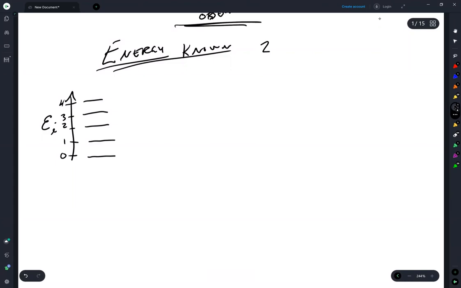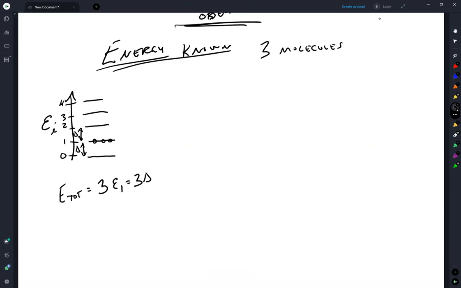And let's say there were a total of three particles or three atoms. The energy is known, and three molecules, and we'll say these are even. I'll use some separation delta. And those three particles are all sitting at that state. So E tot is equal to three, not E_i, three E1 is equal to three delta. And that's going to be the total energy.